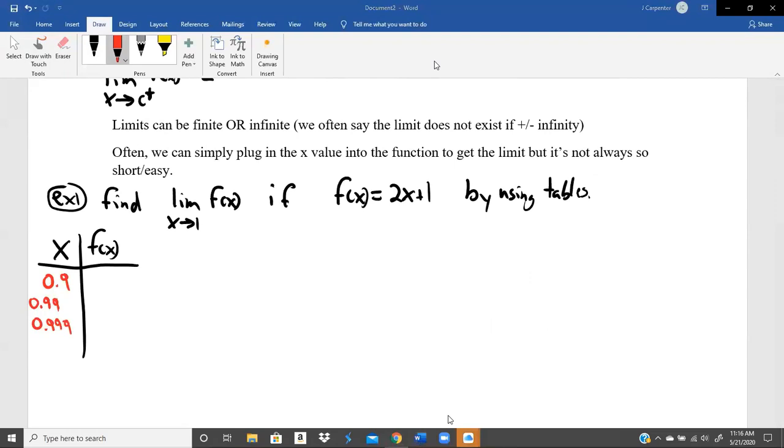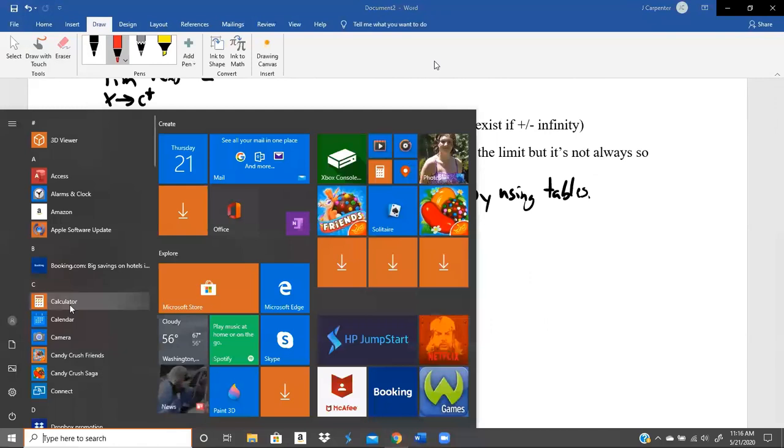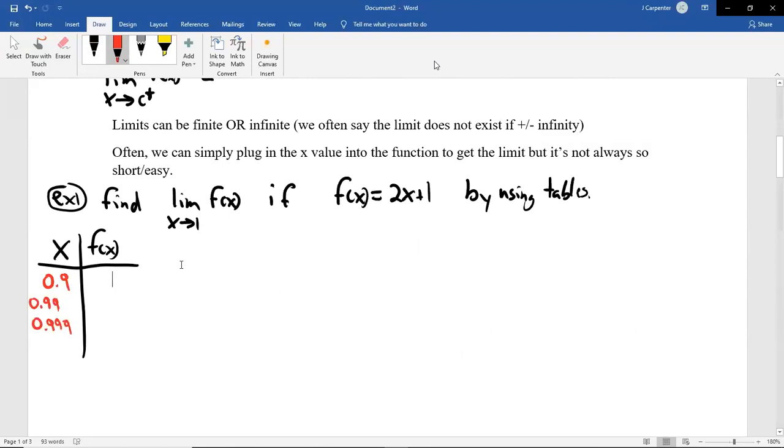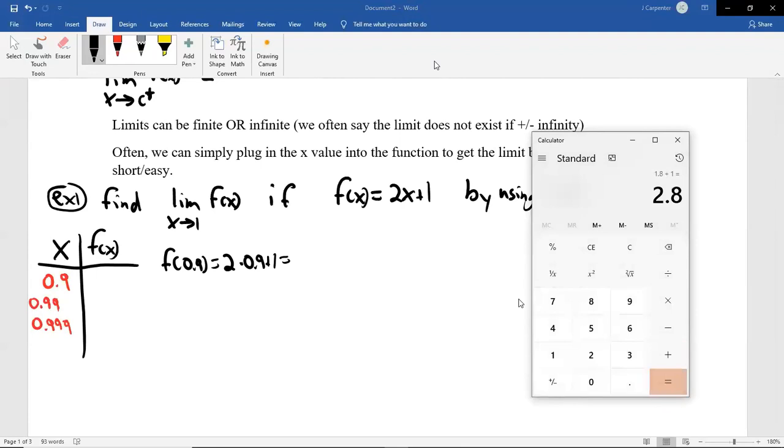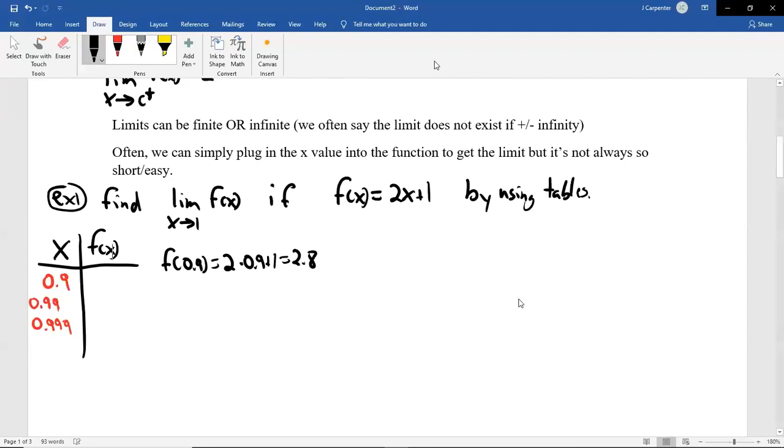So 2x plus 1. I'll pull out a calculator just in the sense of keeping this simple. Each of these function values, I'll show the work for a couple of them. Here we go. So f of 0.9 would be 2 times 0.9 plus 1, and you get 2.8. So that's what goes here. When we plugged in 0.9, we got 2.8.